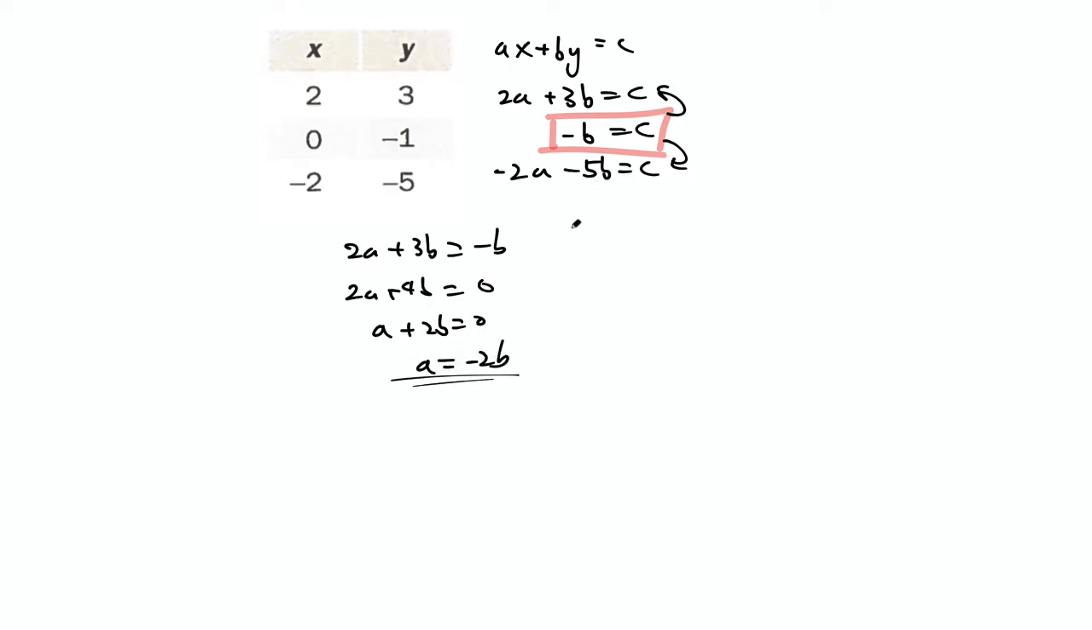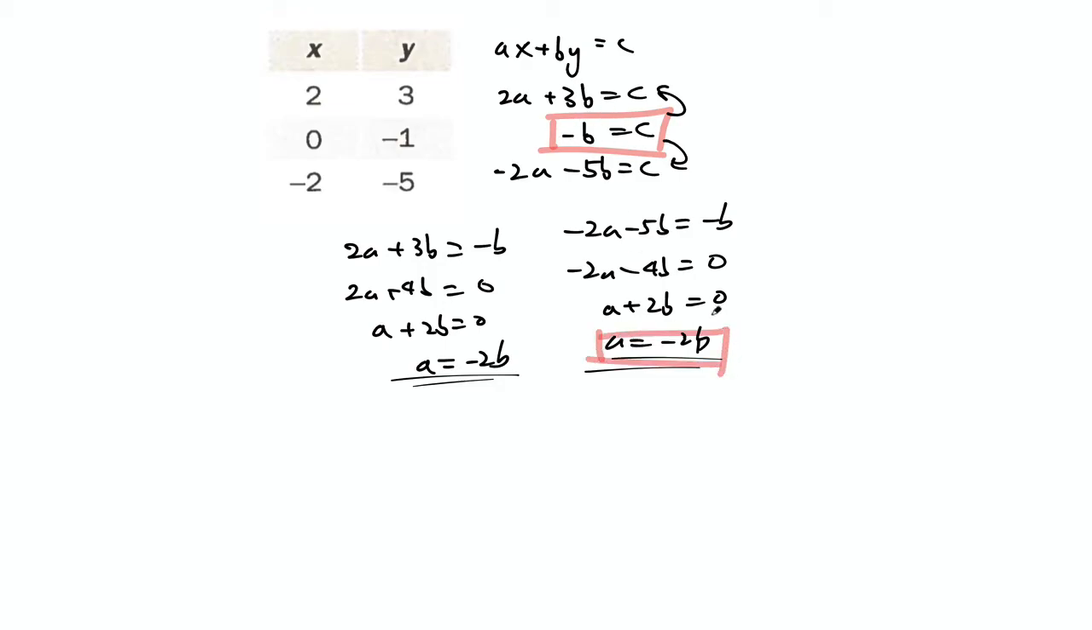For the second equation, I get minus 2a minus 5b is equal to minus b. Add b to both sides, and I get this. Divide both sides by minus 2. Then I can get a plus 2b, right? But look at this. We get the exact same condition. So as long as this is satisfied and this is satisfied, it works for all three equations, okay?